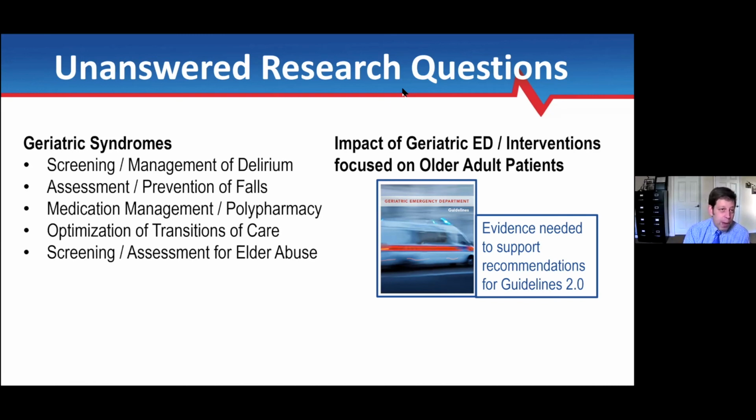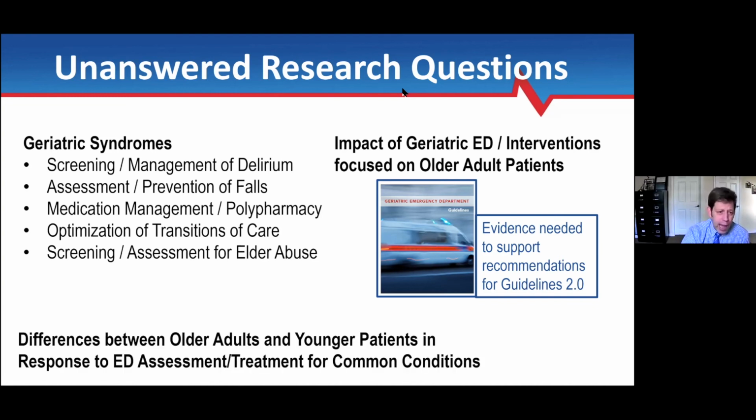Evidence is needed to support recommendations for a 2.0 version of the guidelines. In fact, the guidelines are supported by evidence, but we need much, much more evidence. Many of the recommendations in the initial guidelines were based on expert recommendation. And so there is a desperate need for increased evidence to support what we should be doing to optimize care for older adults.